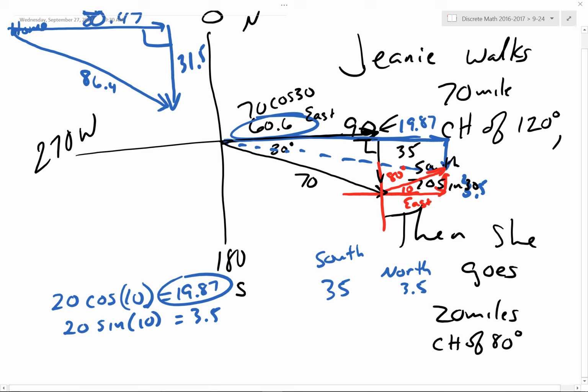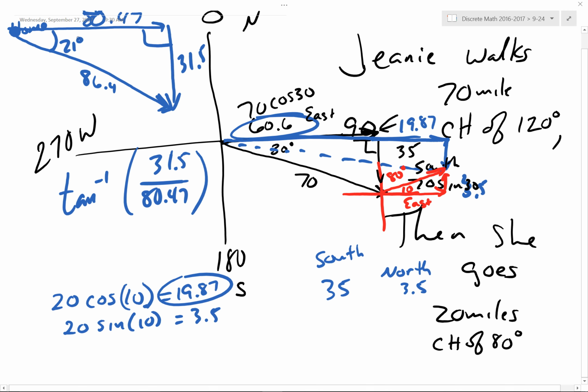Yep. Now, I'm just saying, if I'm at home and I went over to here, wouldn't it make sense to find this angle? Because if I want to know her direction from home, that would be inverse tangent of 31.5 over 80.47, correct? Which is 21 degrees. Good enough for right now.